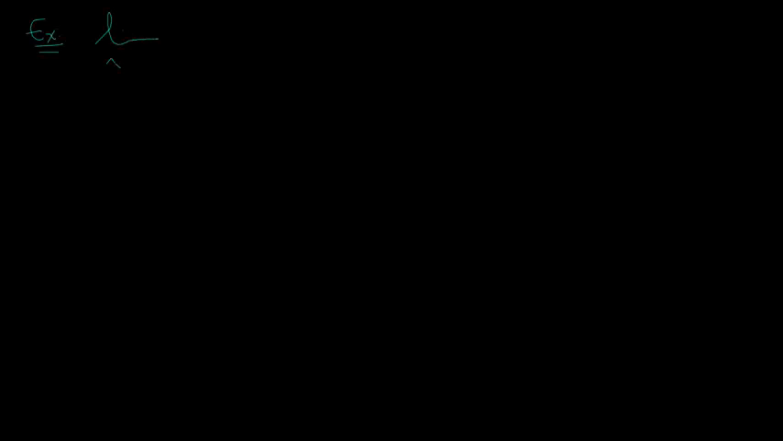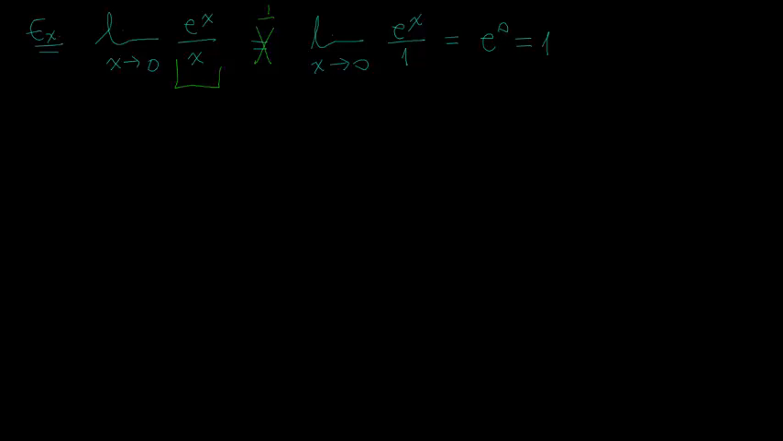Namely, if I have the limit as x approaches 0 of e to the x over x, well, let's take the derivative. Let's say I have the limit as x approaches 0, e to the x over 1. So this gives me e to the 0th, which happens to be 1. So this limit apparently is 1. However, that's not the case. That's wrong. Namely, the reason for that is I'm not in an indeterminate case. Here I get e to the 0th, which is 1 over 0.